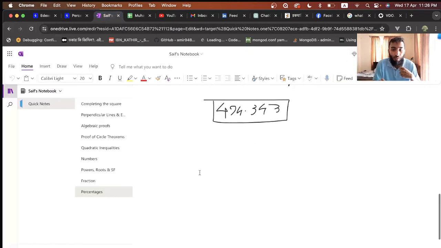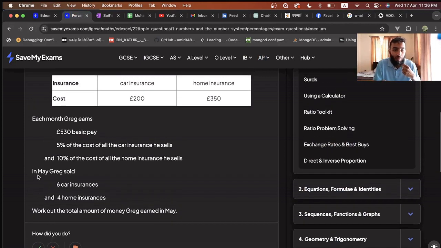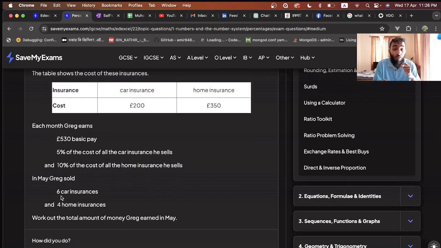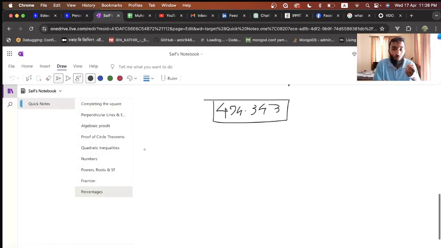So if I open my notepad and use my pen tool, in the month of May Greg sold 6 car insurances. Each car insurance costs 200 pounds. So let's calculate the amount of money that Greg dealt with in terms of car insurances. Greg sold 200 multiplied by 6, which is 1200, right?